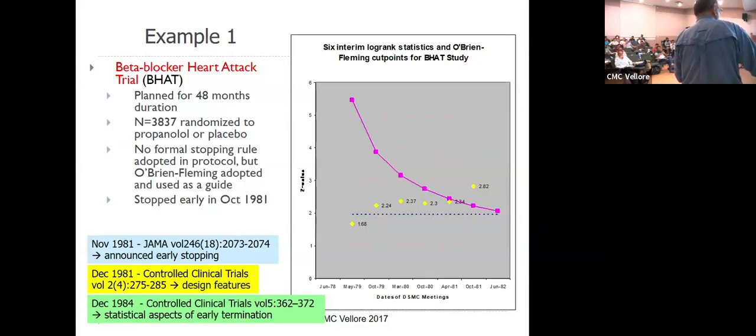If you're interested in this study, there are several articles. When they announce the early stopping, when they describe their design features, and the statistical aspects of early termination are described very well in that article.